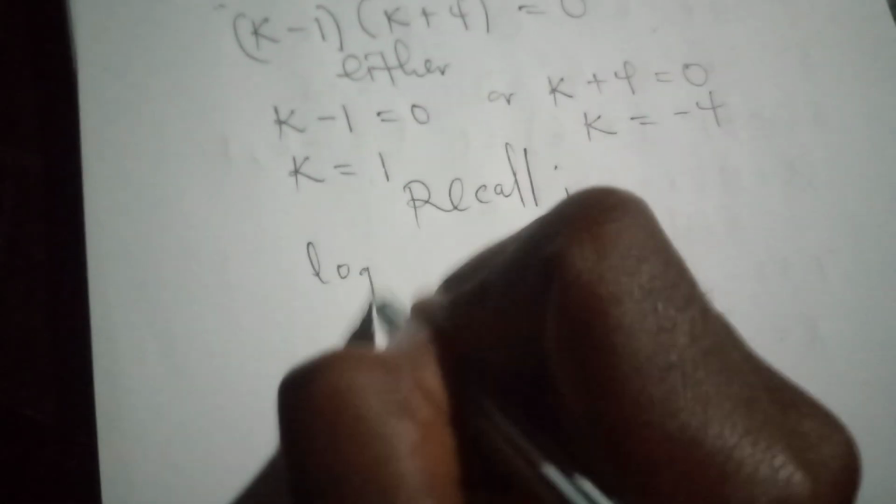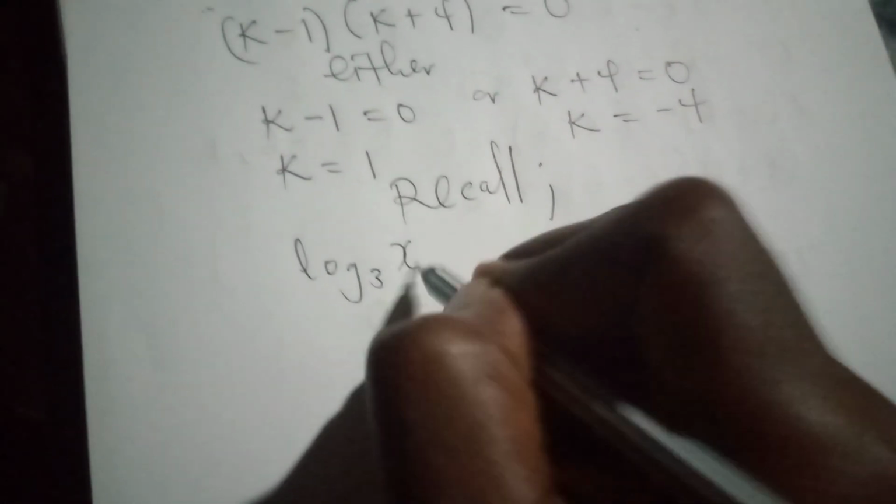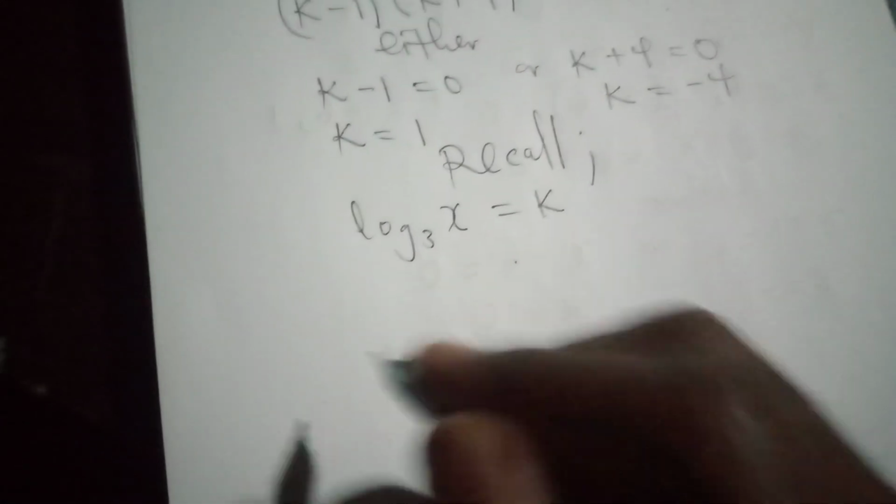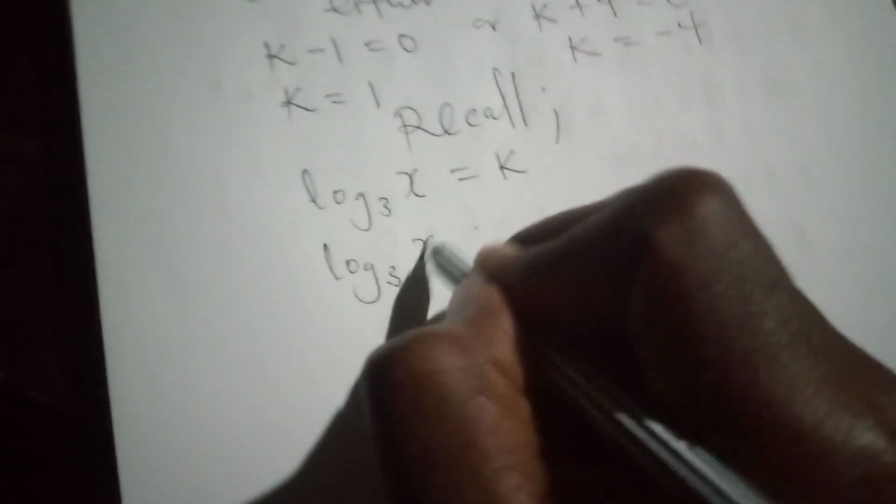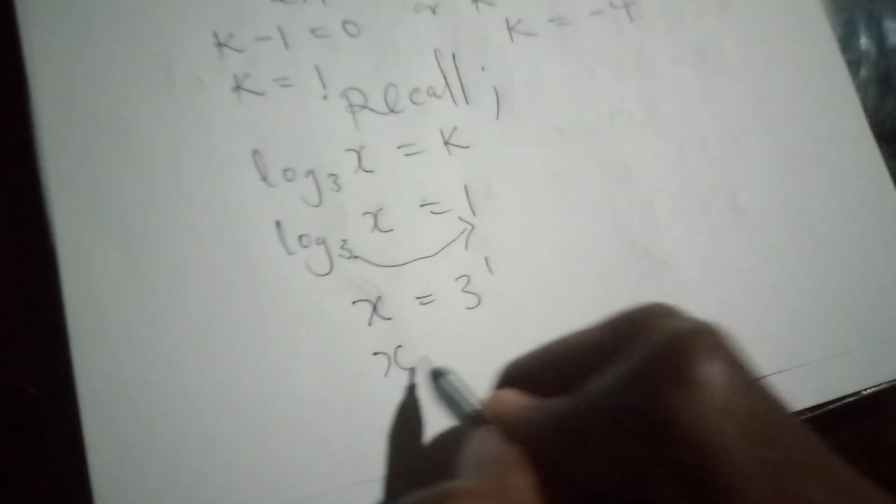So recall that log 3 x is equal to k. So that is log base 3 of x is equal to 1, the value that you calculated there. So this one is going to shift that. So x is equal to 3 to the power 1. So x is equal to 3.